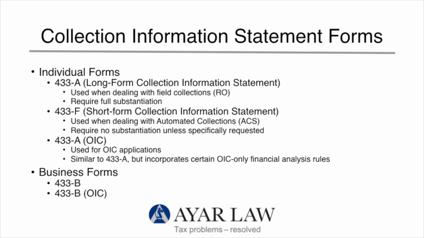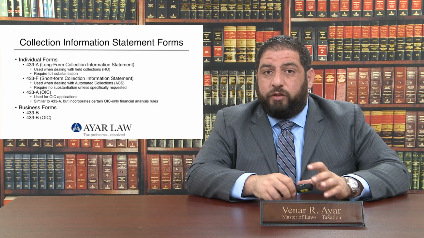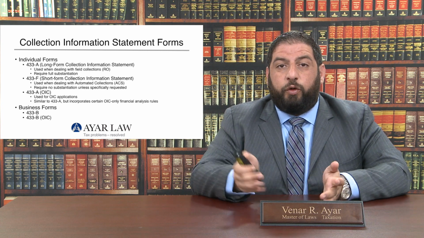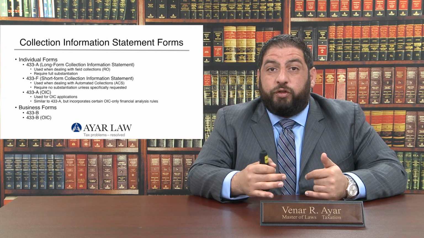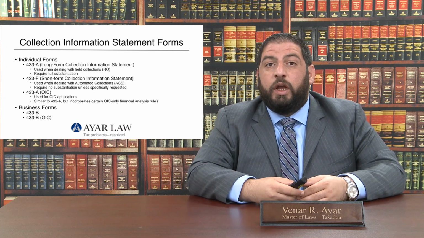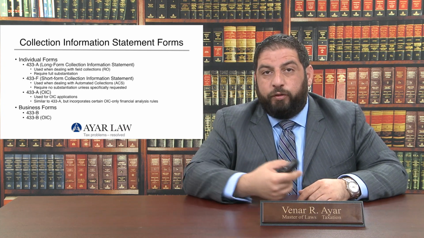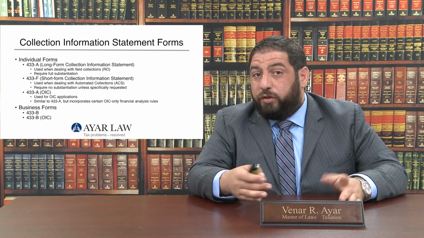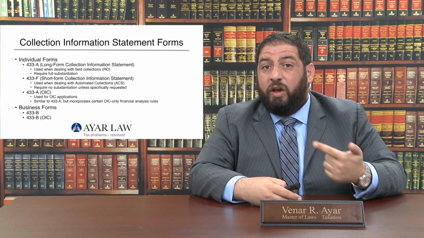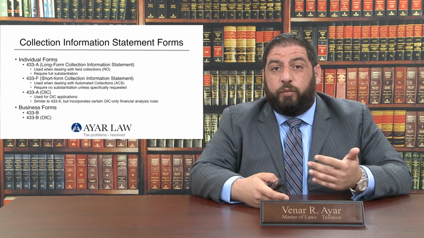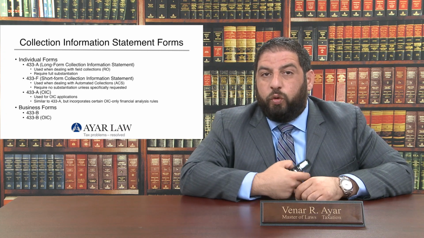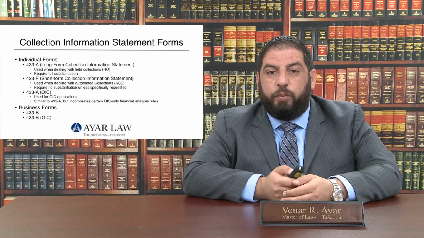The other form that individuals might use is a 433A OIC form. This is very similar to a standard 433A form. However, it's only used for offer in compromise applications. The difference between this and a standard 433A is a 433A OIC incorporates certain rules that apply only to offers, which we'll talk about later, and it includes instructions on how to add up and calculate the minimum offer amount for your offer. And then if you have a business taxpayer, you would be using a 433B or a 433B OIC. Notice that for business taxpayers, there is no short form. There's only a long form collection information statement, which is a 433B form.